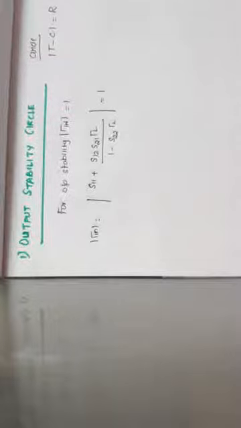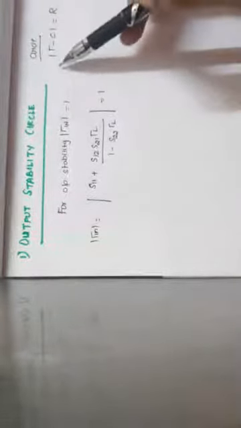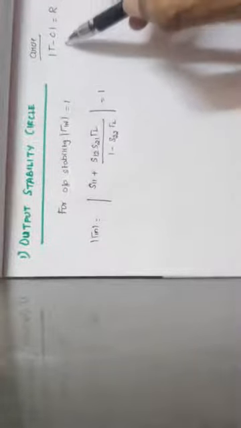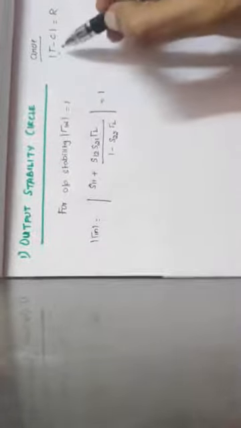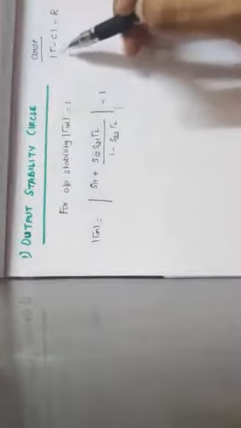Now let us derive the condition for the output stability circle. These stability circles are going to be drawn on a Smith chart. The condition for a circle is given by |tau minus C| = R. This is the general equation of a circle on the tau plane. Tau plane means, for example, the plane of a paper. Similarly, the Smith chart contains circles. We consider the circle on the Smith chart to be the tau plane.